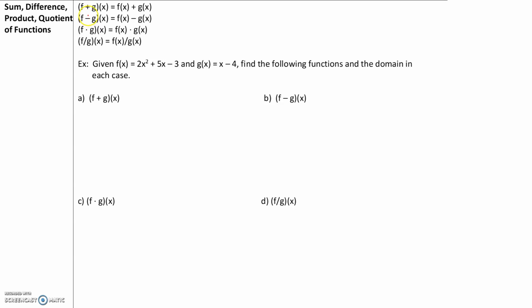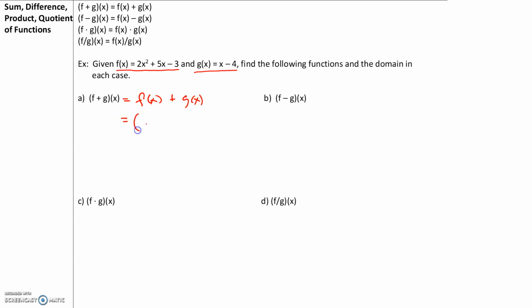So if you have f plus g of x, if you have this notation, that's just equal to f of x plus g of x. Same for subtraction, same for multiplication, same for division. So we have f of x equals 2x squared plus 5x minus 3, and g of x equals x minus 4. Let's find these four things. Let's start with f plus g of x. By definition, this equals f of x plus g of x.